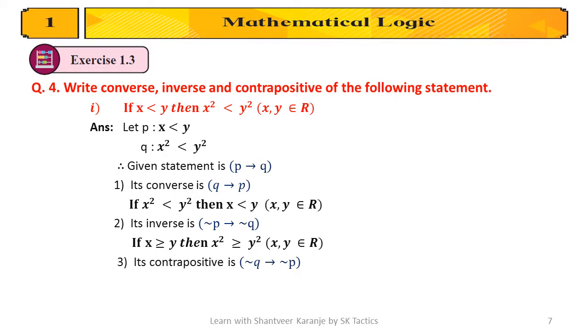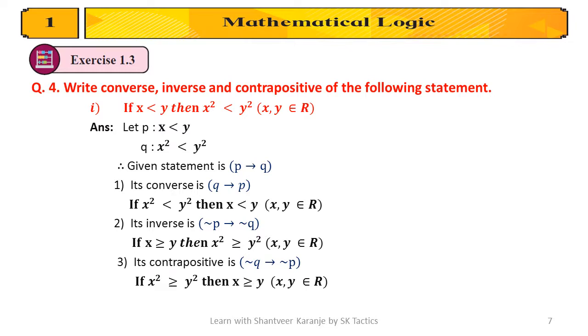Now contrapositive is negation of Q implies negation of P, and in statement form it is: if x square is greater than or equal to y square, then x is greater than or equal to y, for all x comma y belongs to R. Like this, converse, inverse and contrapositive are obtained. Let's move to the next question.